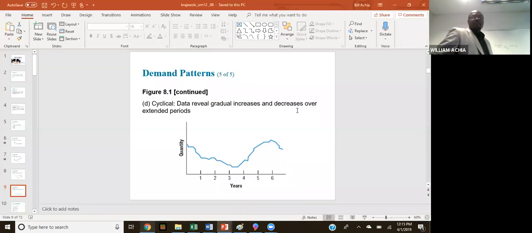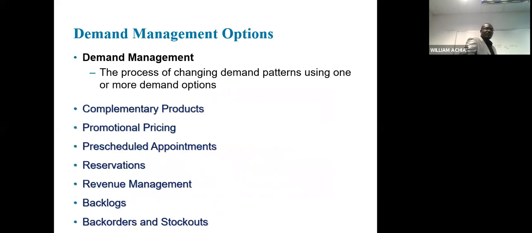So those are the basic patterns that you'll encounter when you're doing a forecast. Okay. So how do we go about trying to manage demand now that we know that there's going to be some patterns to our demand? There are a couple of things that companies do. Let's start with the second one, because that's a very popular marketing tool that companies do. Why do companies offer promotional pricing on products?